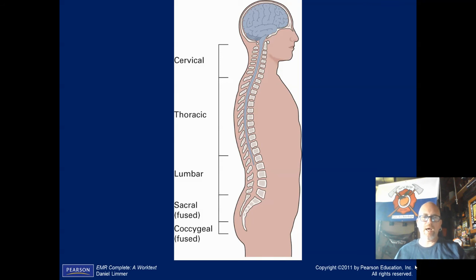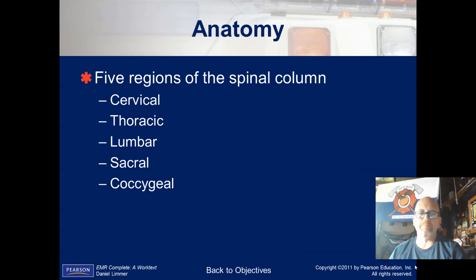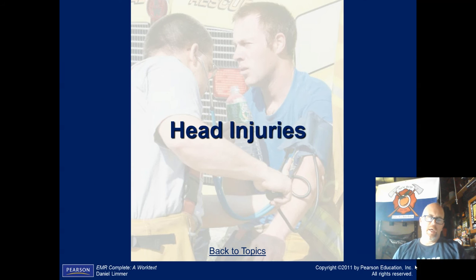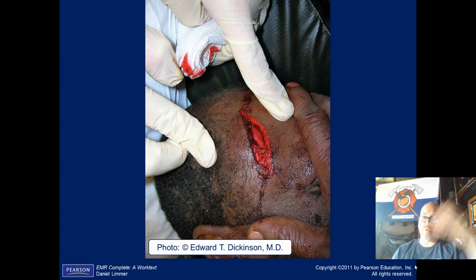We have five lumbar, the strongest portion of the spine. We have five sacral, which are fused together. And then we have four coccygeal that are also fused together. And in the last two, there are no nerve endings that run through that. Five regions of the spine we just discussed: cervical, thoracic, lumbar, sacral, and coccygeal. Okay, so head injuries, because it starts at the very top and goes way down.